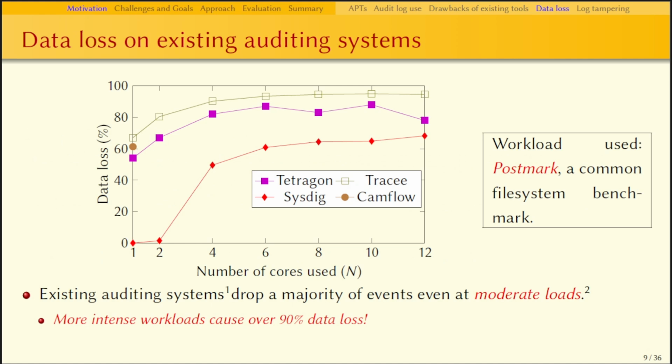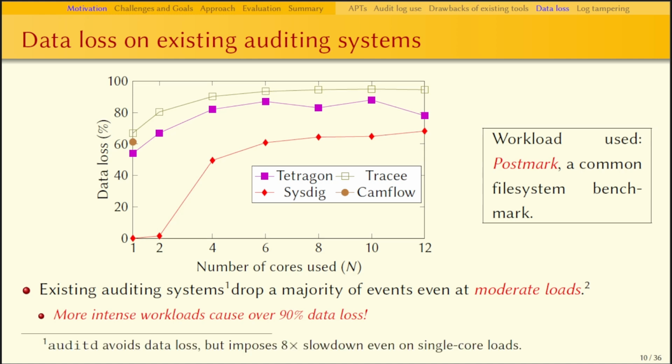So let's actually take a look at the data loss on existing auditing systems. And we see here a measurement of various commercial and experimental audit logger systems. We actually use a workload called Postmark, which is a widely used file system benchmark, to test their ability to capture data. And we can see that existing auditing systems drop a majority of events even at moderate loads, and that more intense loads will produce over 90% data loss, which means that these systems capture essentially nothing.